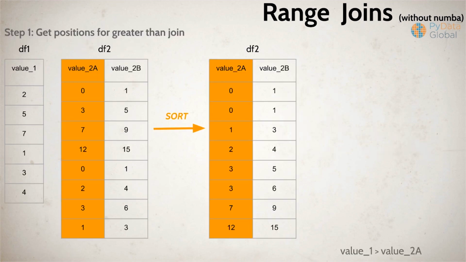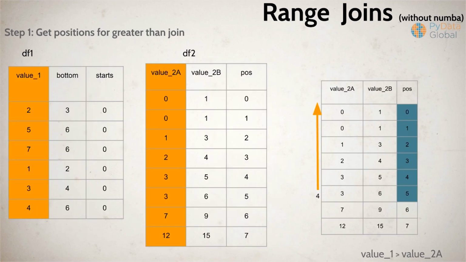The first thing we do is we get the positions for the greater than join, in which case we sort. The first one is we sort on value_2a. For this particular range join without Numba, the right data frame is a driver. So we sort on the first column, in ascending order. We get our positions, use a binary search, you get your position. So let's take for example, the value number 4. We can see that its position is 6. So everything above position 6, 4 is greater than that.